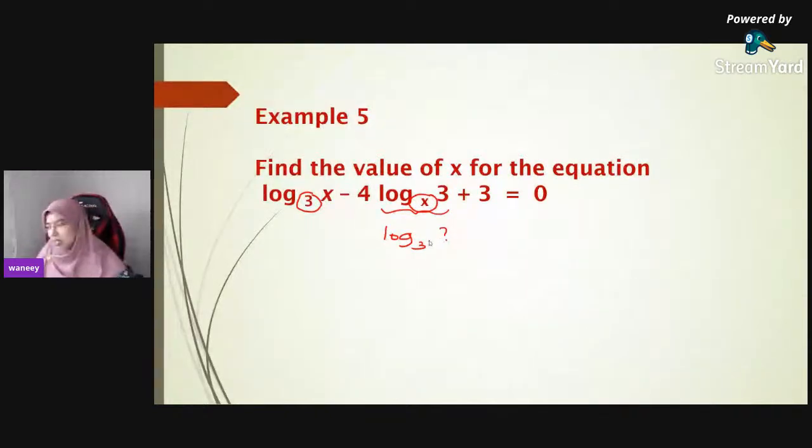So I'm going to give you around 3 minutes for you to try them and then let's see whether you can solve them or not. So ini saya bagi masa 3 minit. Cuba. Go back to the previous lecture. Do check how do we change the base of a log.